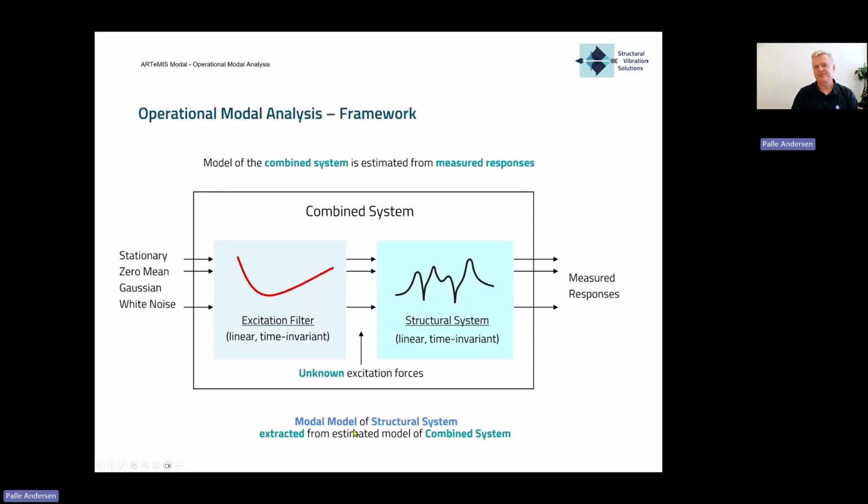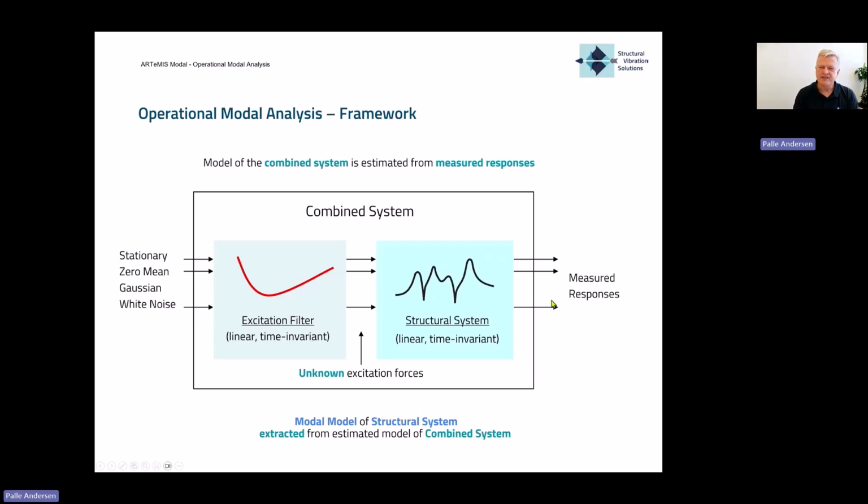Operational mode analysis is something where we have to deal with the fact that we do not know what is actually causing the vibrations. The excitation forces are unknown to us. The only thing we can measure is how the structure is responding to whatever forces have been applied to the structure. So you can imagine that there are many things that are basically unknown to us.